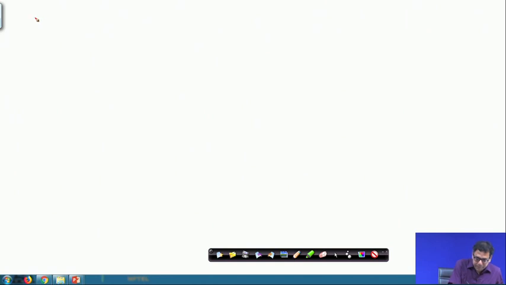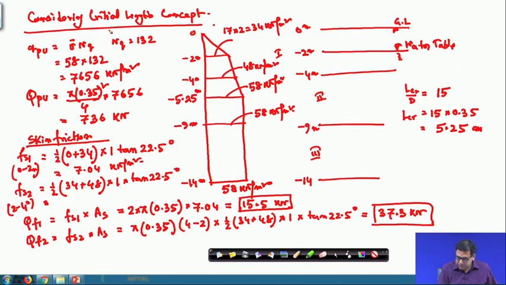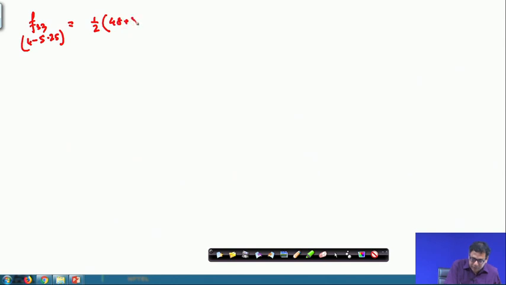So, similarly, Fs3, that is from 4 meter to 5.25 meter. So, that is equal to 4 meter to 5.25 meter, and here this value is 48 plus 58, and here this k value is taken as 1.5 and tan value is taken as 25.5.